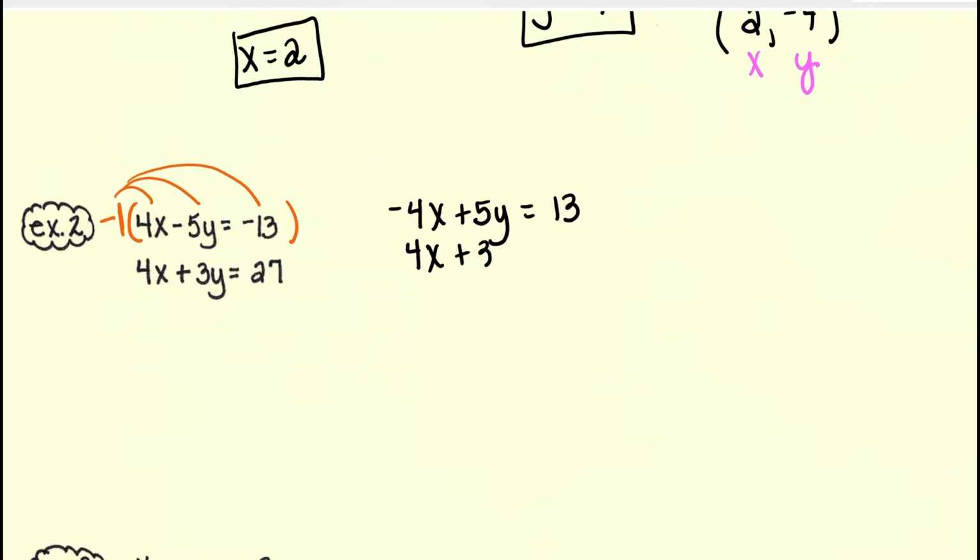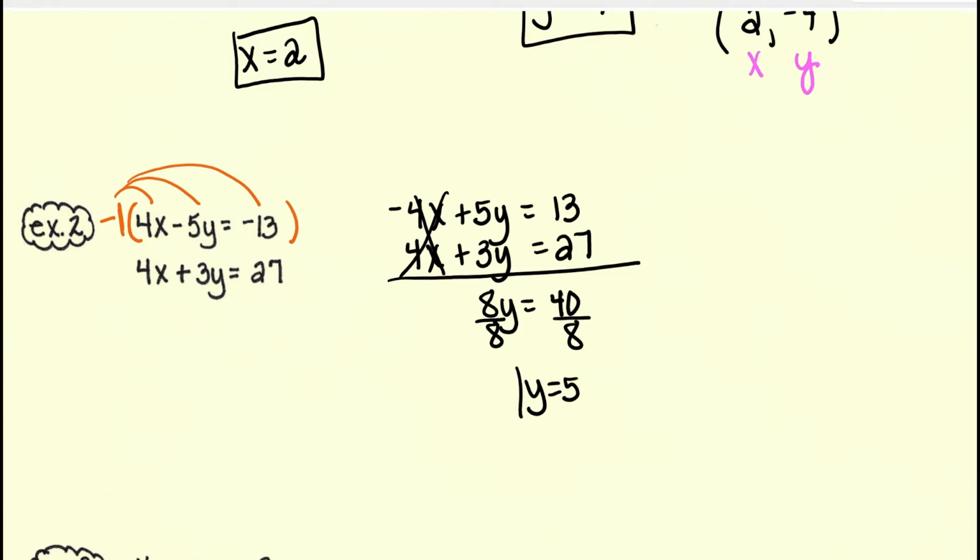This second equation, you just copy that over just like it is. And then we can see that our x's are going to eliminate. You have a positive and a negative. At face value, that's 8y is equal to 40. Divide by 8, and y is equal to 5.